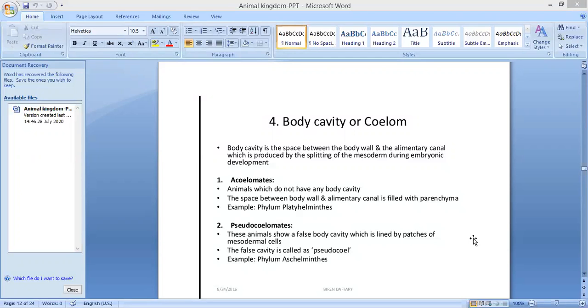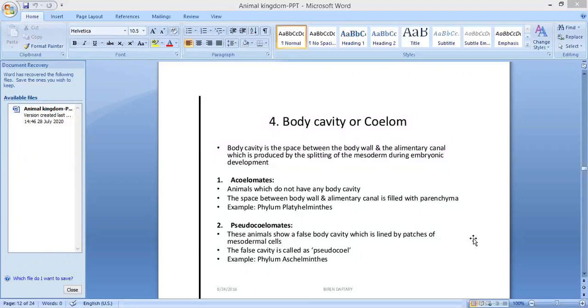Body cavity is a space between the body wall and the alimentary canal. You know what is meant by alimentary canal? In our case, from the food pipe till the anus, that is the alimentary canal. So there is a space between body wall and alimentary canal, which is produced by the splitting of the mesoderm during embryonic development. That is known as body cavity or coelom.